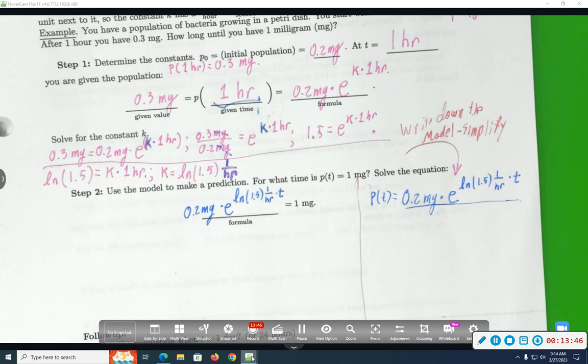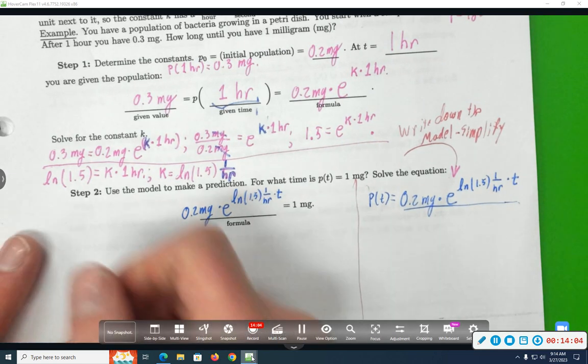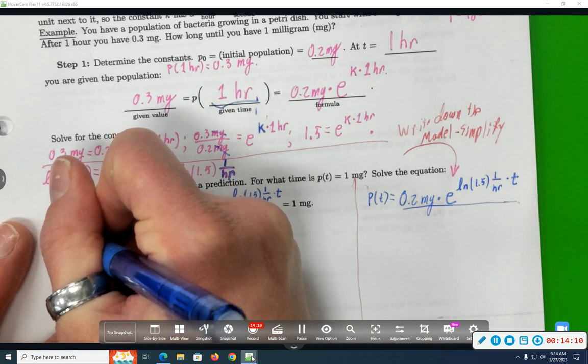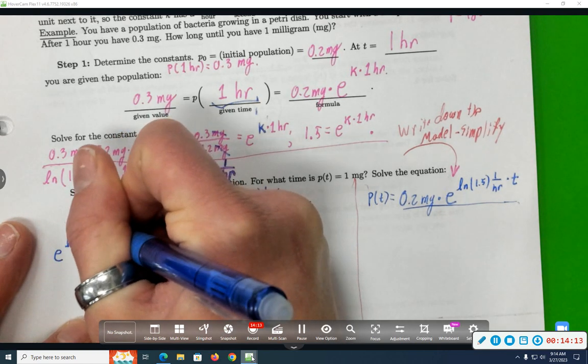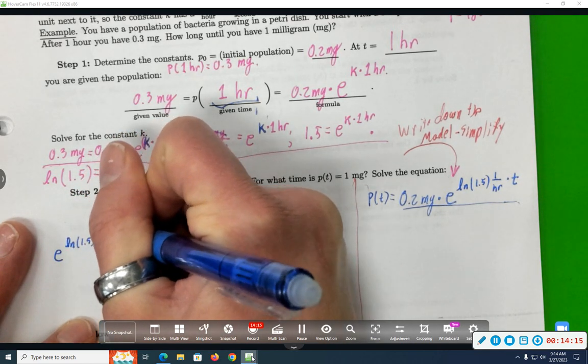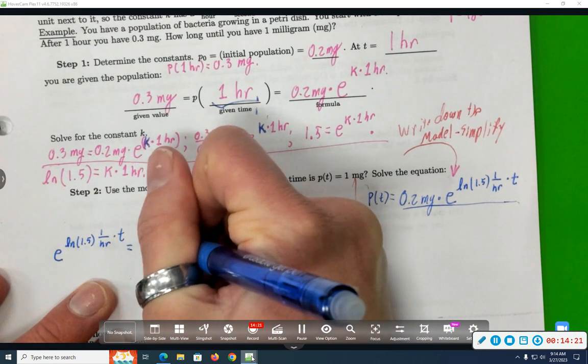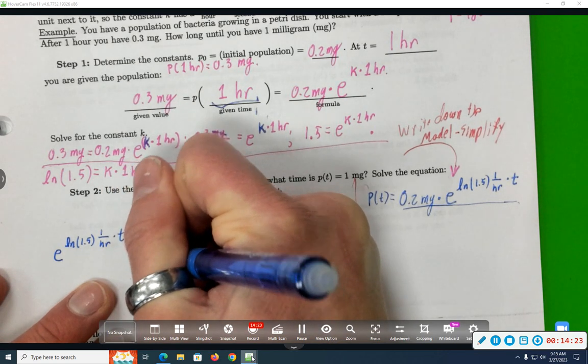If you want to get t on its own, that means everything on the side with the t needs to be moved to the other side, but in the opposite order of how you would do it from the inside out on the left-hand side. So it's the first thing you should undo. Can you divide the 0.2 milligrams to the other side? Let's divide 0.2 milligrams to the other side. So that will give me e to the ln of 1.5, 1 over an hour, times t equals 1 milligram divided by 0.2 milligrams.